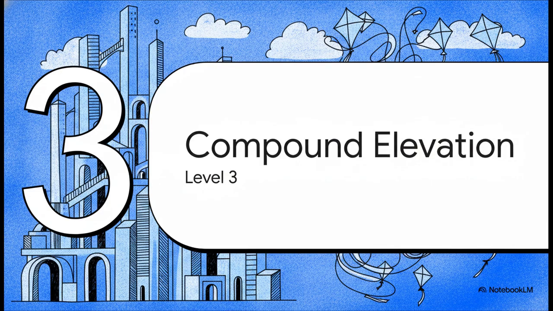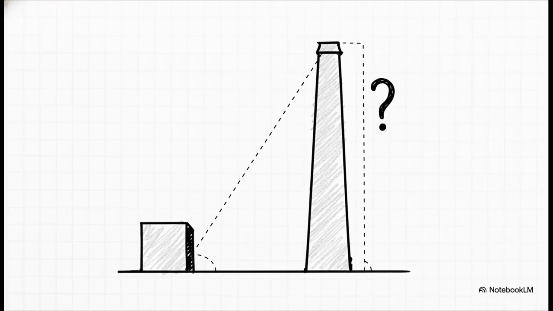All right, take a breath because we are entering Level 3, compound elevation. This is essentially the boss level of our explainer. We're now dealing with an environment that features multiple interacting structures. Let's carefully list out the moving parts of this final puzzle so we don't get lost. First, we have a building with a known height of 15 meters.